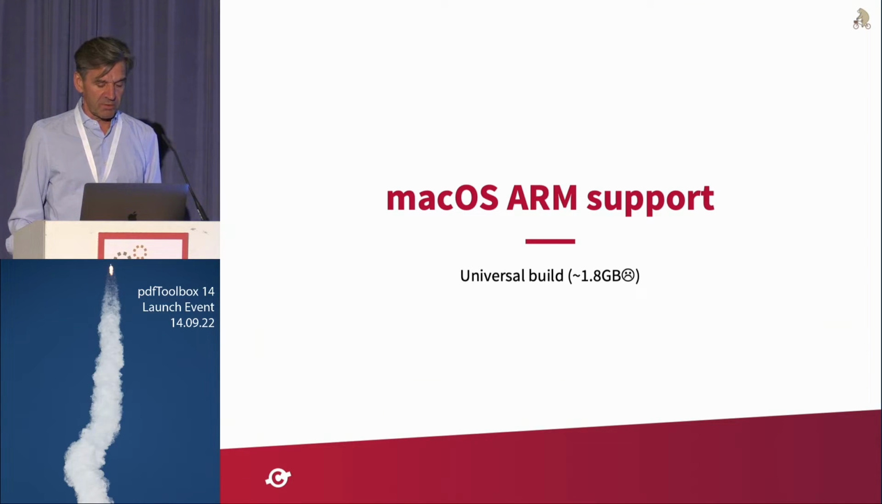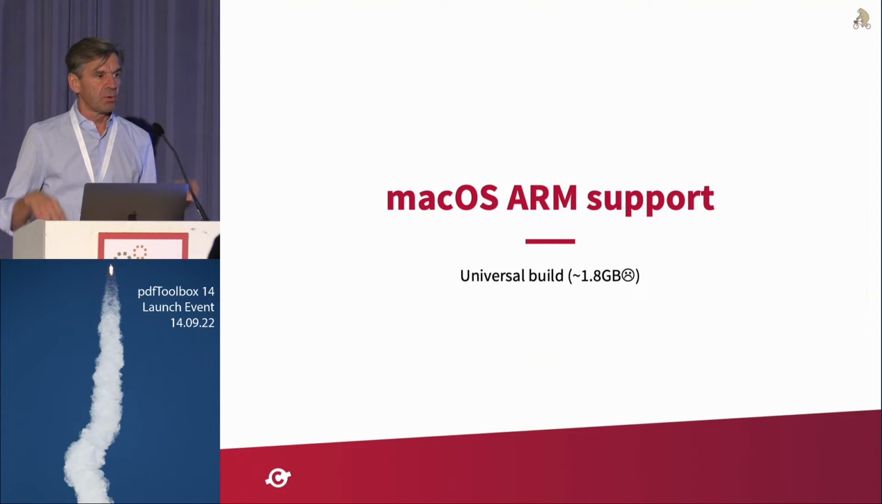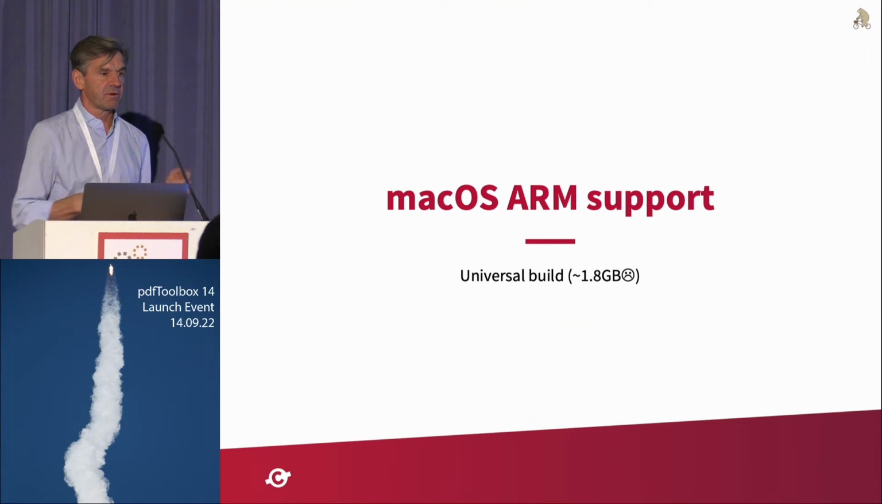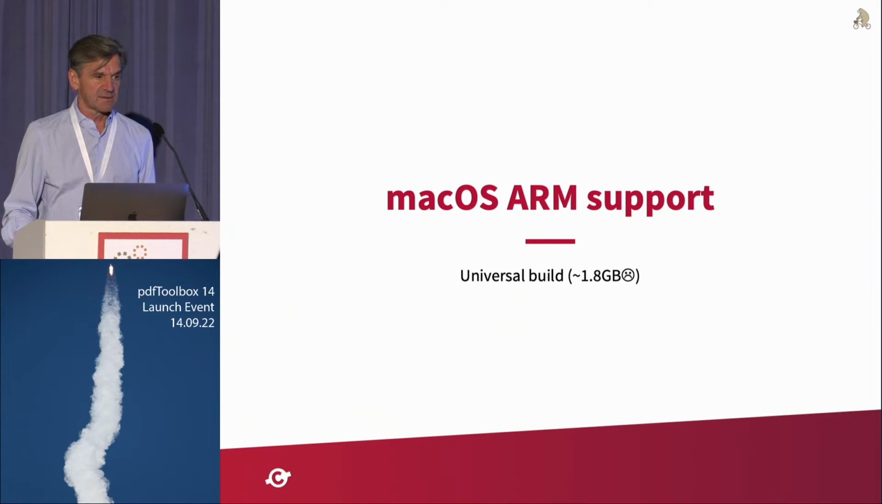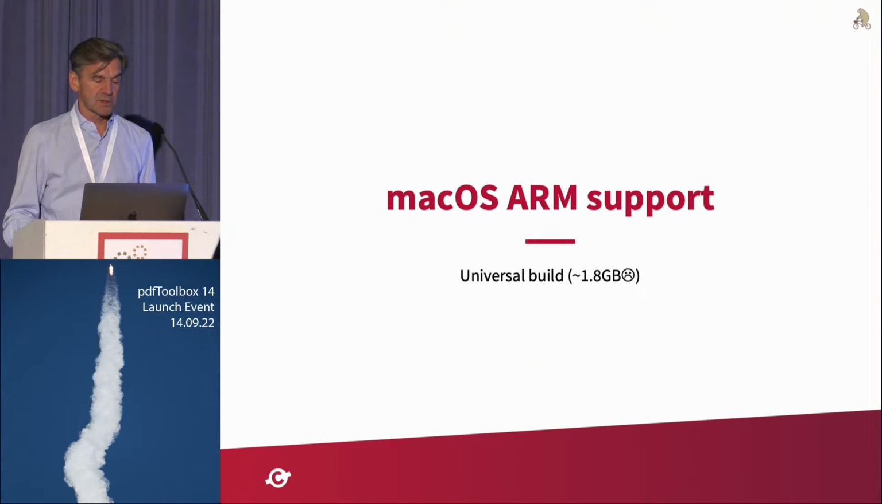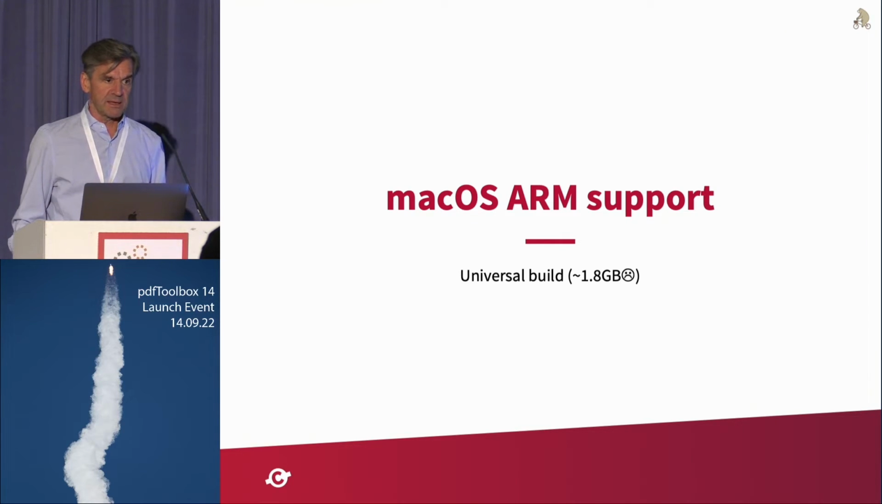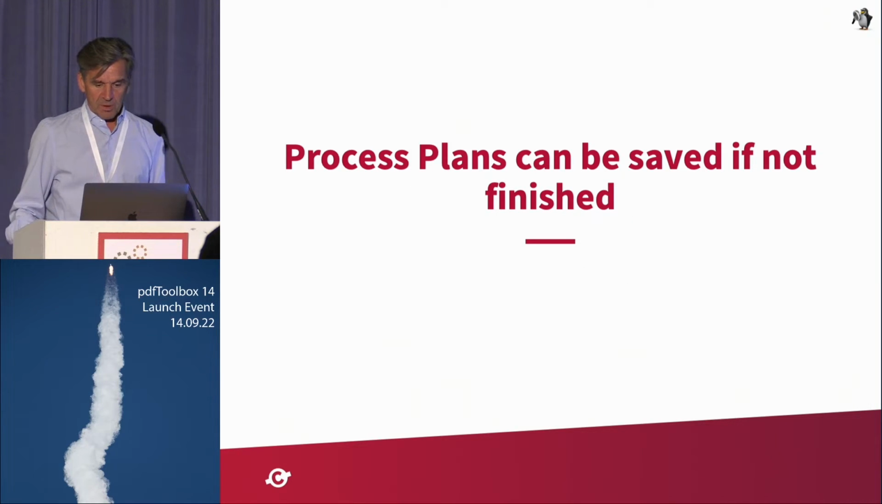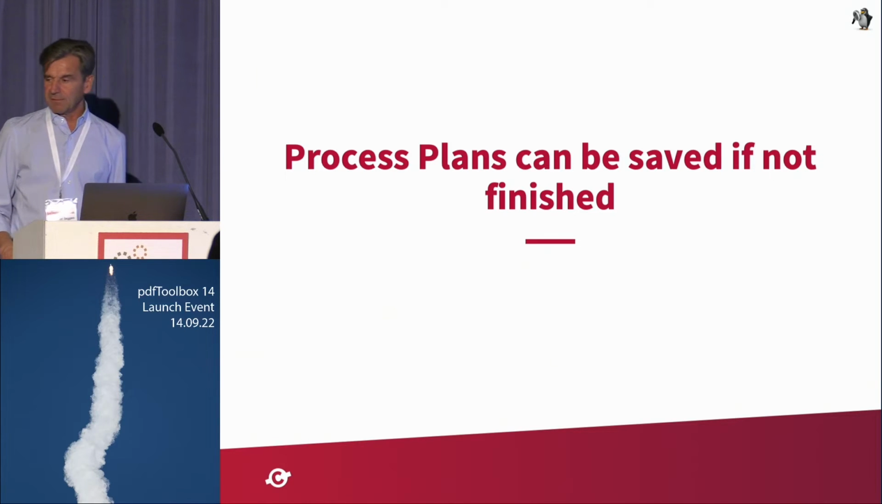Starting with pdfToolbox 14, it's also possible to use them in native mode, which makes them even faster. The only downside is the installers are universal, so the installer contains both flavors, the old flavor for the Intel-based architecture and the new flavor for the ARM-based architecture, which means the installers are roughly 1.8 gigabytes big. Nothing we can do about that, which brings us to David.